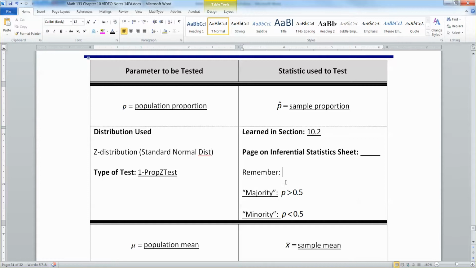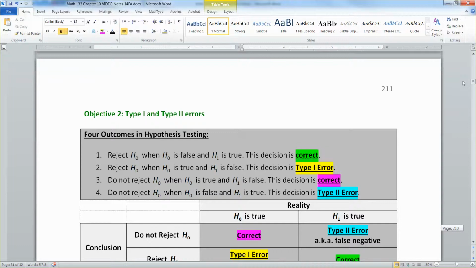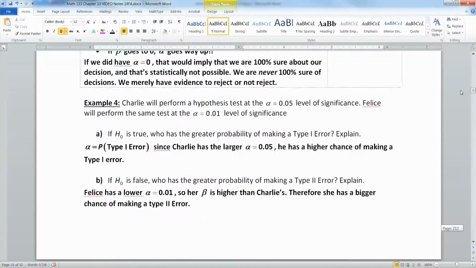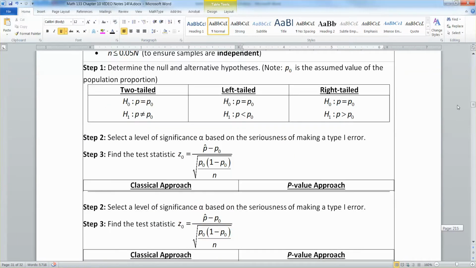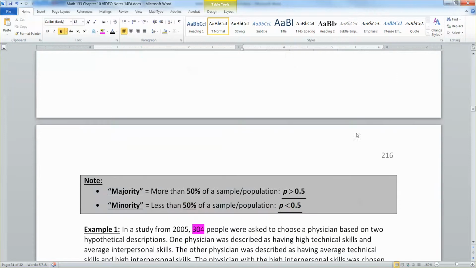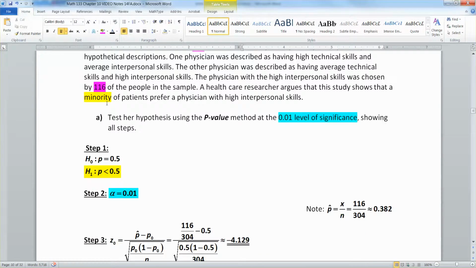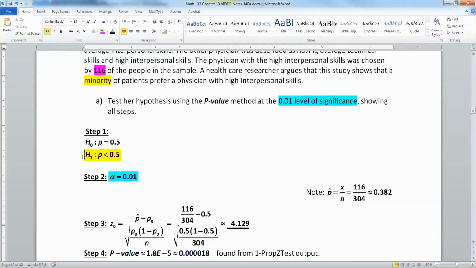Also, remember just real quick, majority means P greater than 0.5 would be your alternative. Minority means less than 0.5. So these are possible alternative hypotheses. If you see the word majority somewhere, that's greater than 0.5. If you see less than, or see minority, that's less than 0.5. If you remember way back in 10.2, we had a question that used those words. Minority, as a matter of fact, was used. And because of that, we knew our alternative hypothesis was less than 0.5 right here.